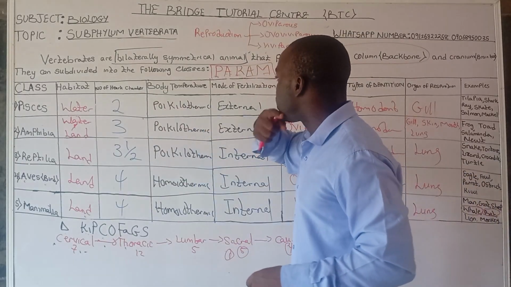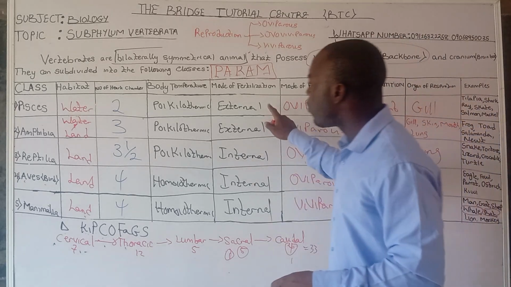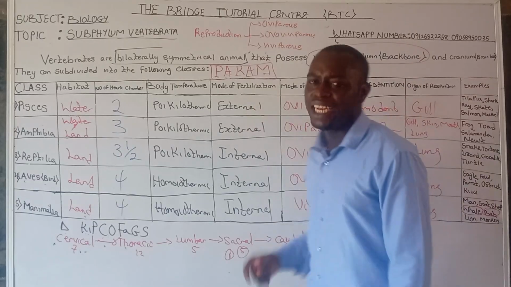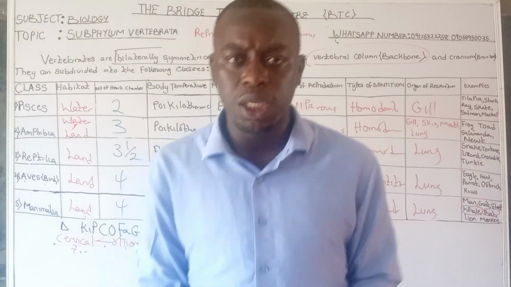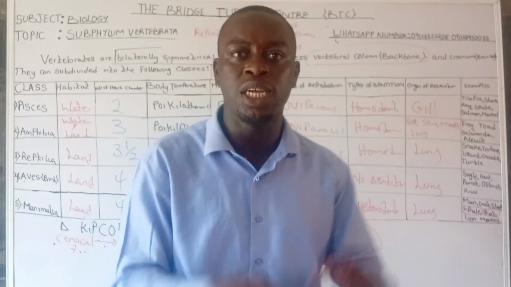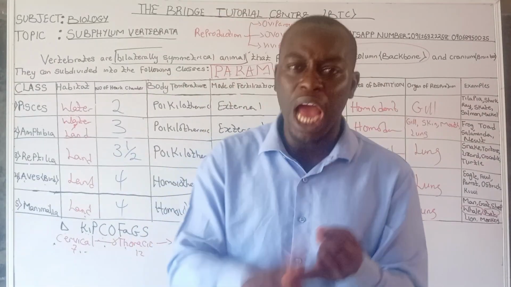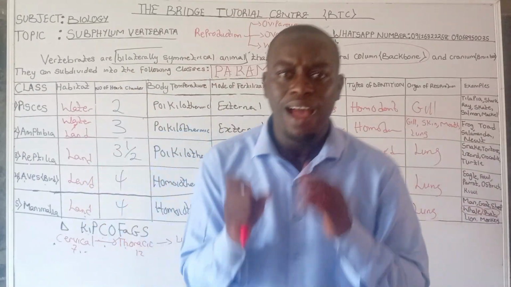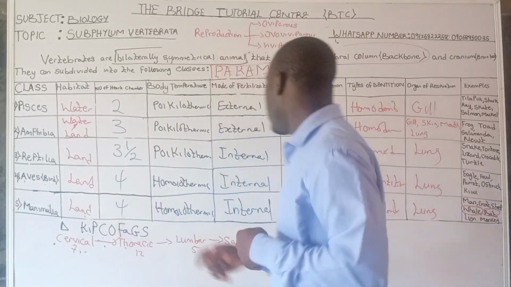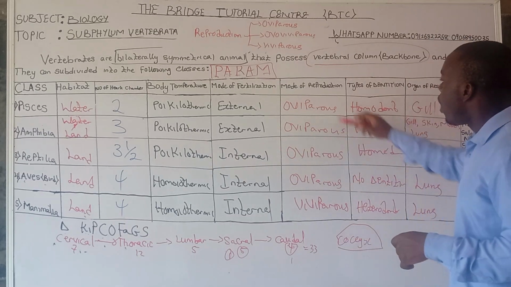Now, after the chambered heart, we have the next one, which is the mode of fertilization. Under the mode of fertilization, Pisces, that is all those fish, they should undergo external fertilization. But we have some fish that undergo internal fertilization, and that is the cartilaginous fish, the chondrichthyes. Don't forget the shark, the rays, and skates, they undergo internal fertilization instead of the normal external fertilization undergone by fish.